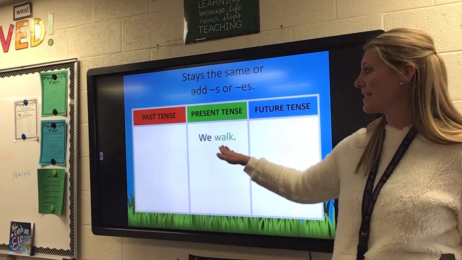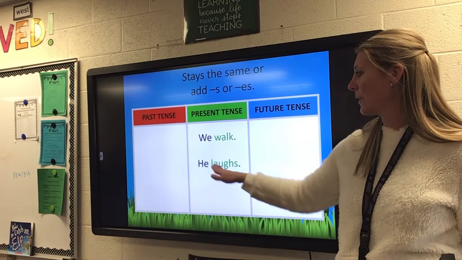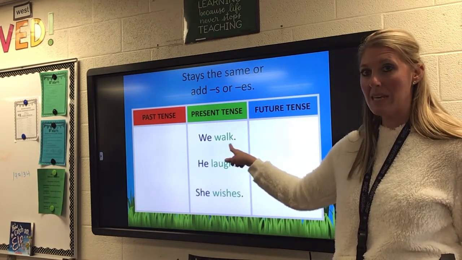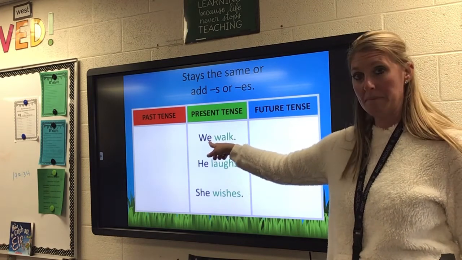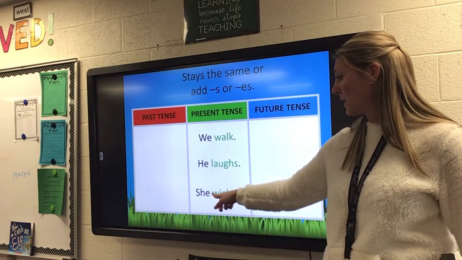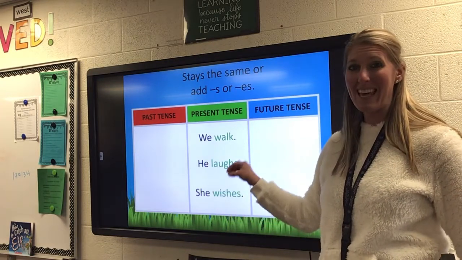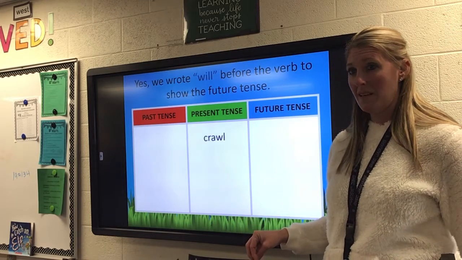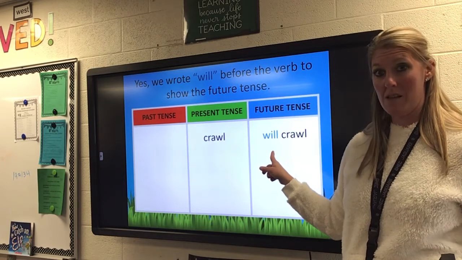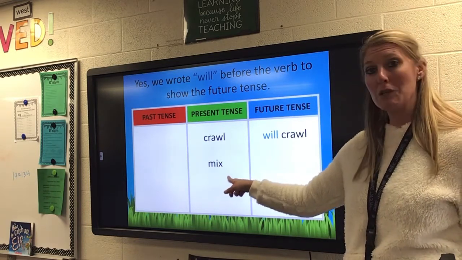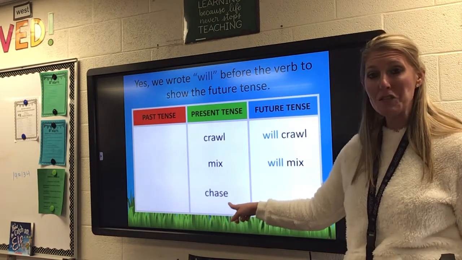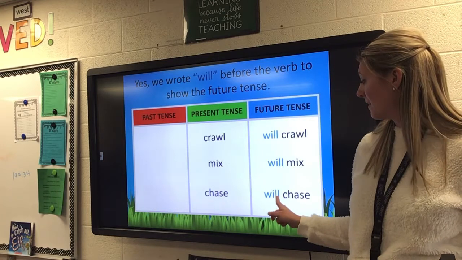Now, here's an example. We walk, present. He laughs. She wishes. See how we have to leave it if it's more than one person? Here, we have to add an S because it's one person. And on this one, it's one person, but we have to add an ES because it ends in an SH. Crawl is present. Future is will crawl. Mix, future tense would be will mix. And chase, the future tense would be will chase.